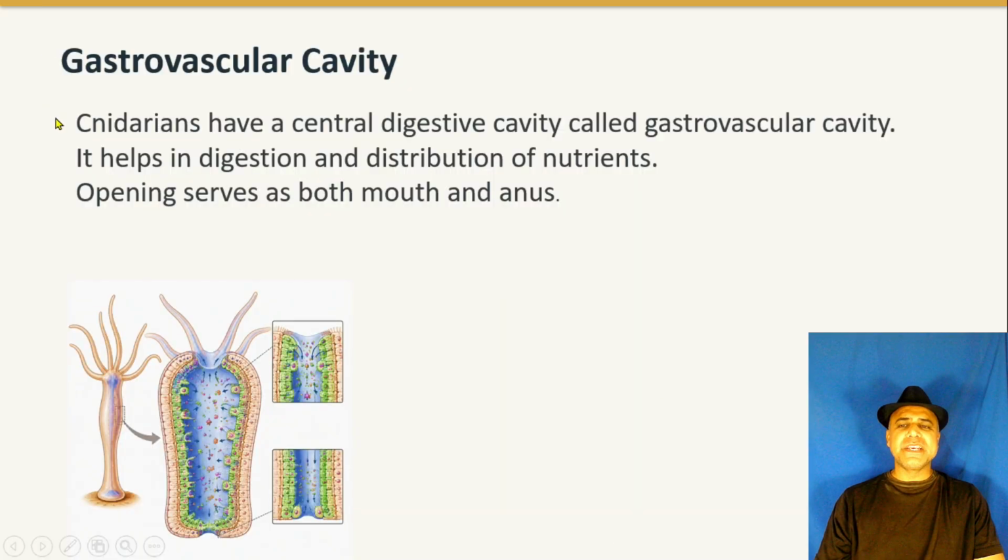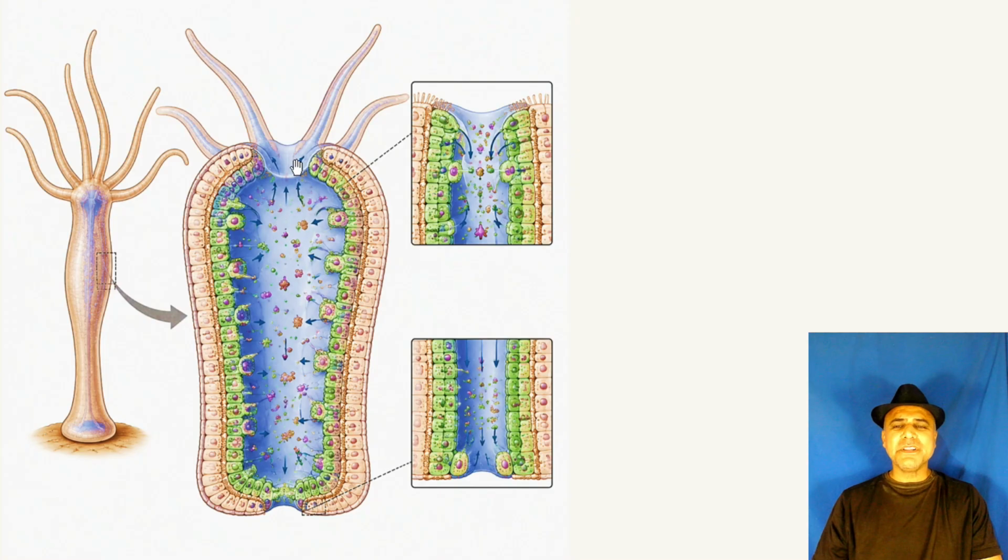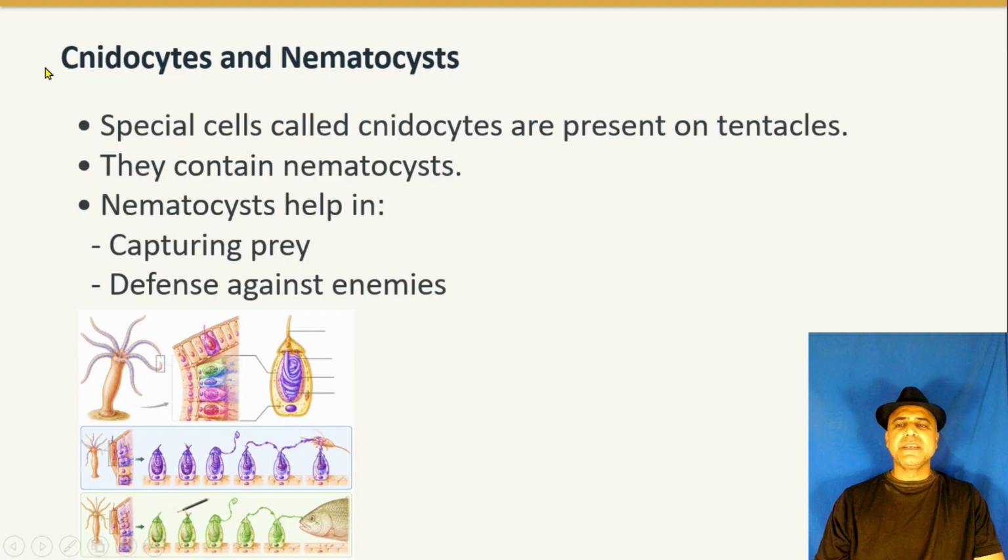Gastrovascular cavity: Cnidarians have a central digestive cavity called gastrovascular cavity. It helps in digestion and distribution of nutrients. Opening serves as both mouth and anus. You can see in the diagram, this is the opening. It serves as mouth as well as anus.